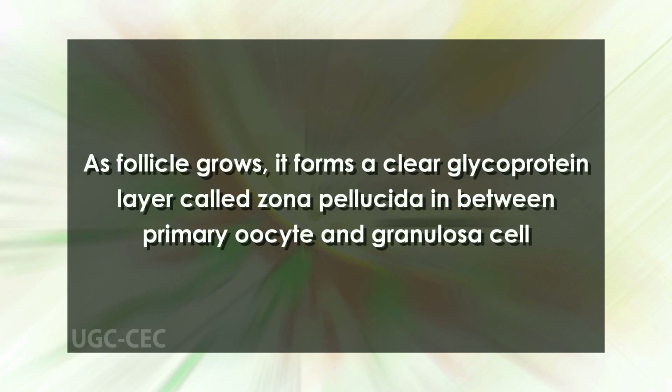As the follicle grows, it forms a clear glycoprotein layer called zona pellucida in between the primary oocyte and the granulosa cells. The innermost layer of granulosa cells becomes firmly attached to the zona pellucida, known as corona radiata. The granulosa cells gradually begin to secrete follicular fluid, which builds up a cavity called antrum in the center of the follicle, which is now termed the secondary follicle.